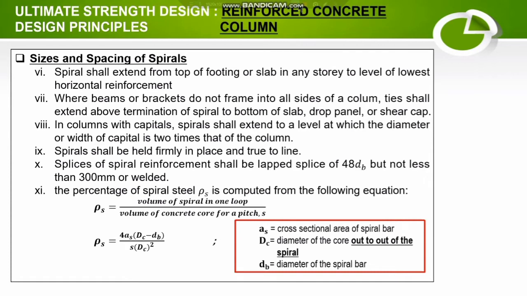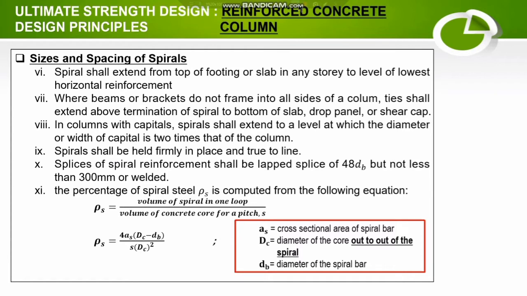Spirals shall be held firmly in place and true to line. Splices of spiral reinforcement shall be lapped splice of 48 dB but not less than 300 mm, or welded. The percentage of spiral steel, or ρS, is computed from the following equation.